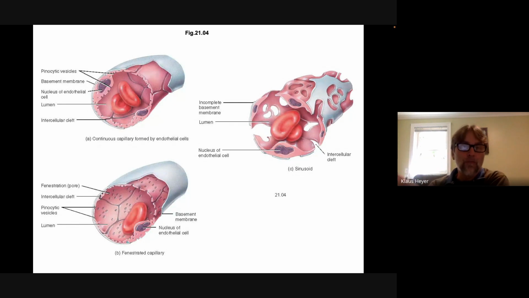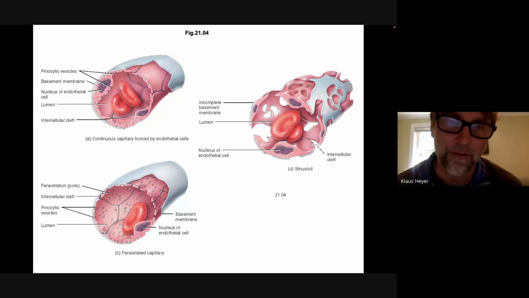Red bone marrow makes red blood cells. Where are you going to put these red blood cells after you make them? You need capillaries with big holes so you can put the red blood cell inside. All right, so a sinusoid capillary, just really large fenestrations, really large intercellular clefts. Those are your 3 types of capillaries.